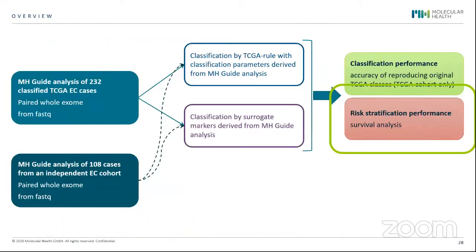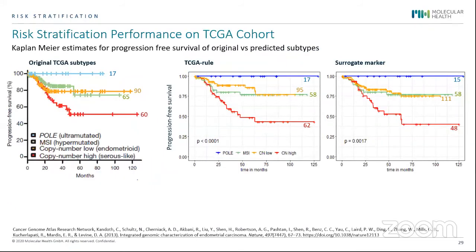Now, when we look at the risk stratification, looking at the Kaplan-Meier plots, on the left side the original subtypes, right side, again, our two classification schemes, and this looks very, very similar. I think we can all agree.